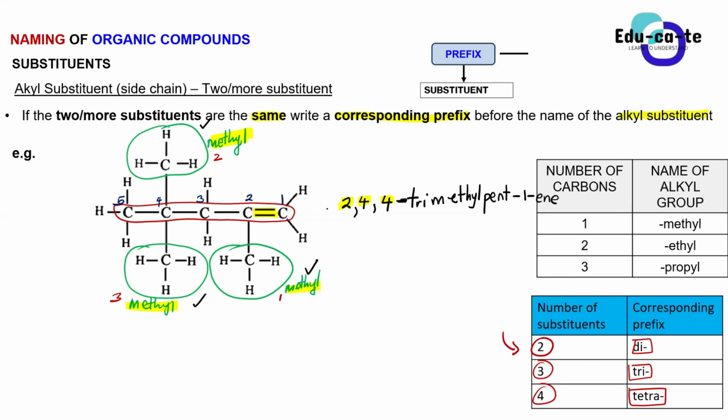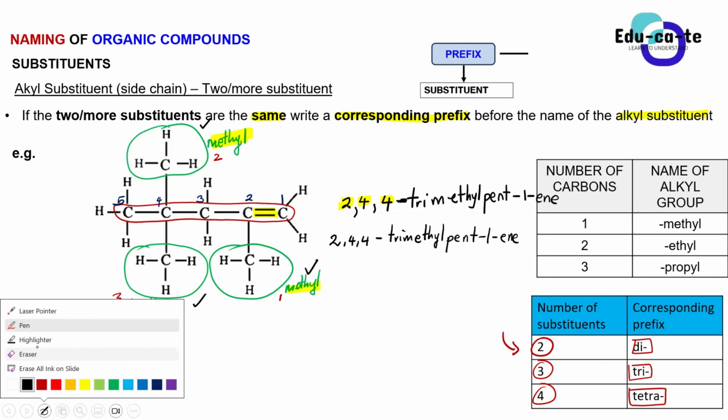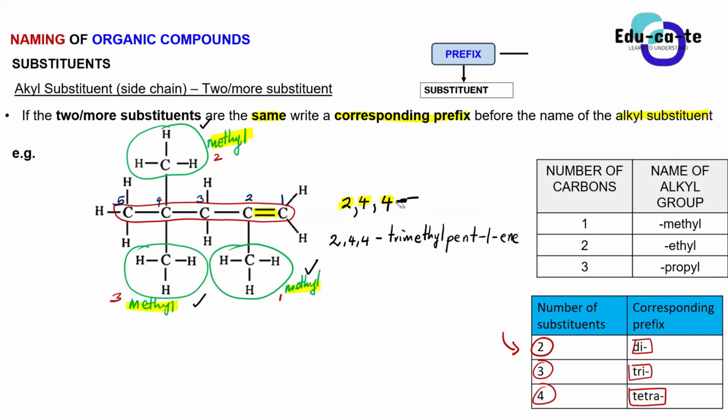Let me just rewrite it so that you guys can see 2, 4, 4 trimethyl pent 1 ene. Okay, what is the other way of writing this, guys? Let's see. What is the other way of writing this? Yes, Sam. 2, 4, 4, dash, trimethyl pentene. Pentene, just pentene. What happened to the 1?